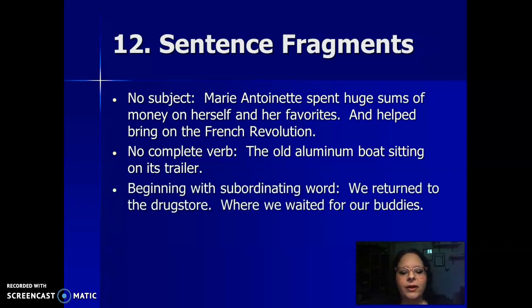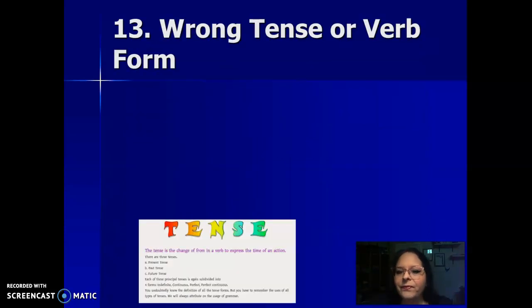Beginning with a subordinating word. We returned to the drugstore where we waited for our buddies. Just like that first one, it sounds fine. But where we waited for our buddies by itself, just because of the word where, is considered a fragment. Again, reading backwards, you'll find these.